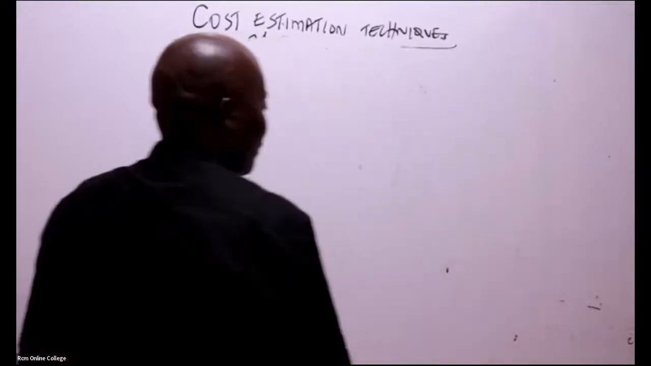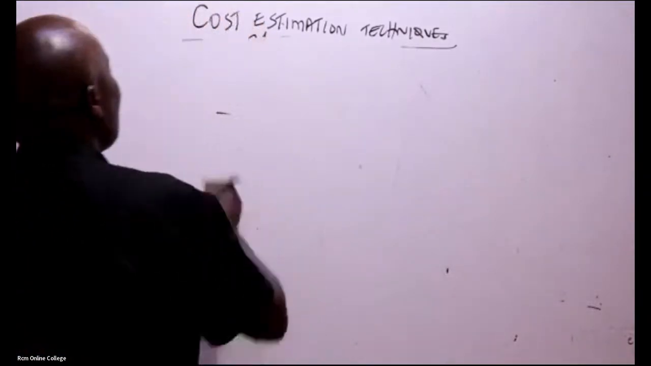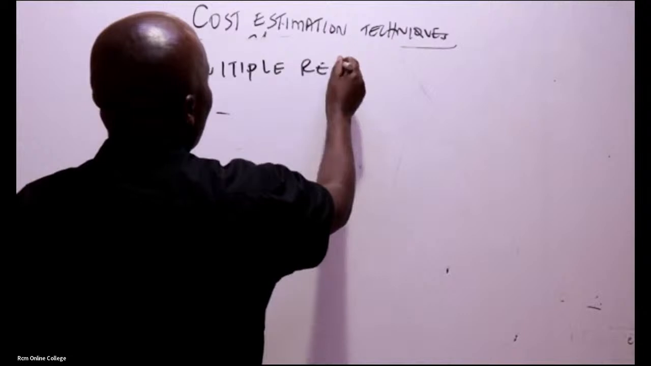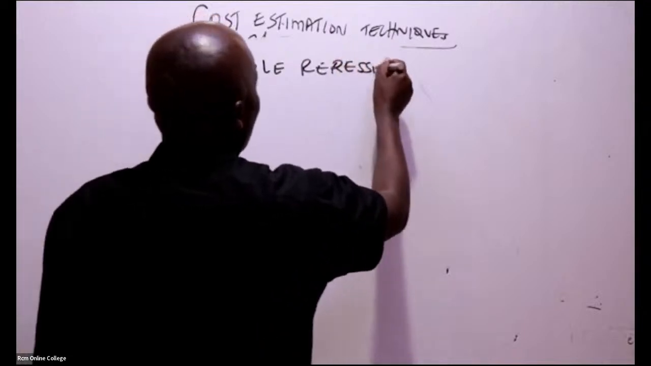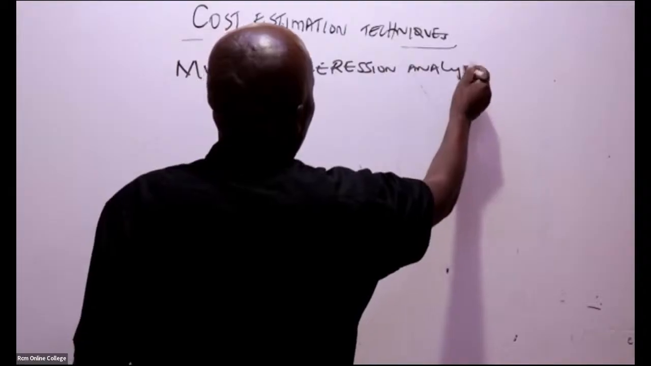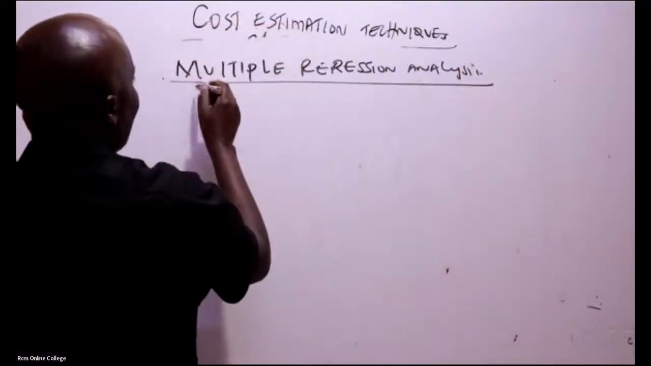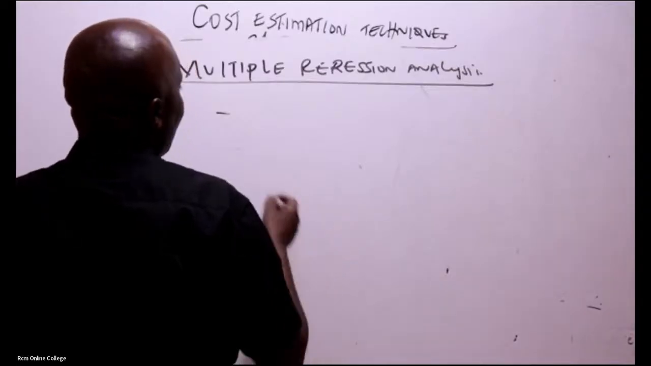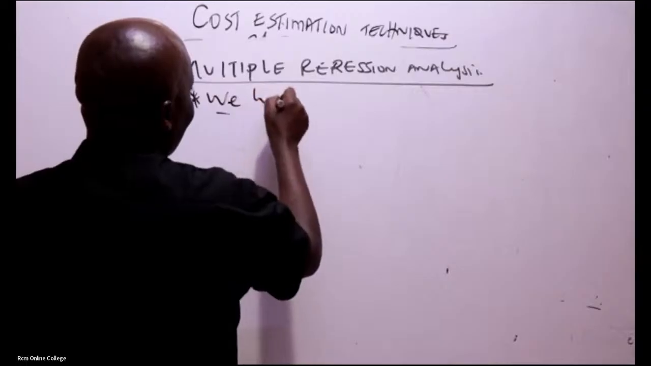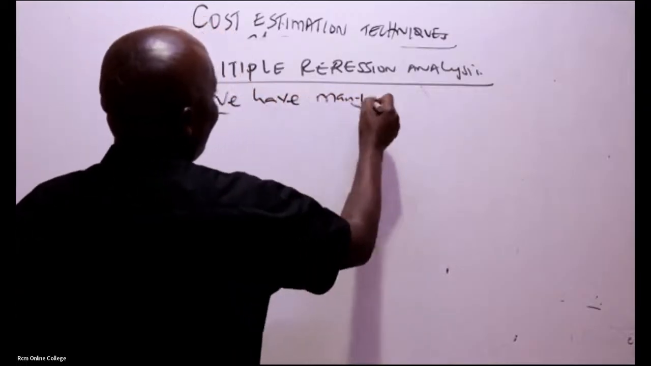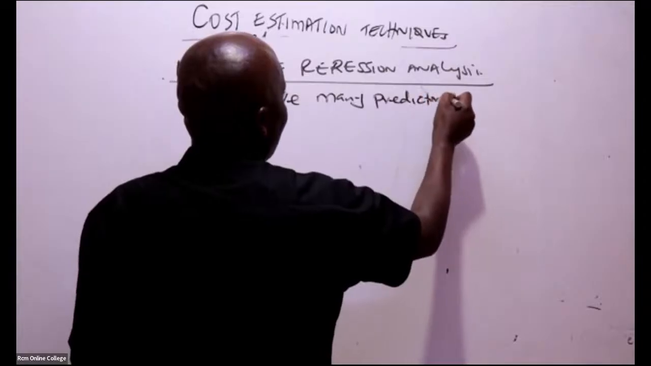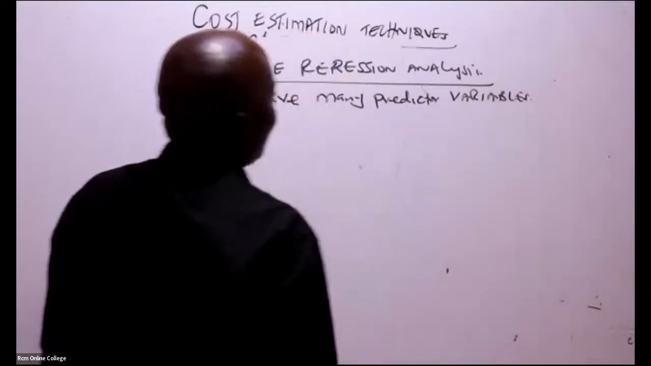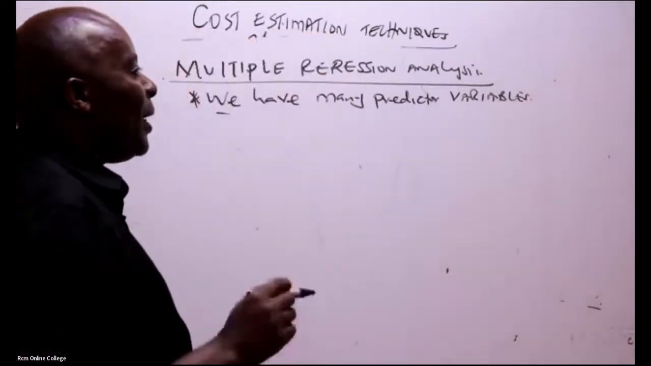ANOVA table. In most cases, they will test you on multiple regression analysis. So basically, under multiple regression analysis, we are given 2 or more predictor variables. We'll be given many predictor variables.